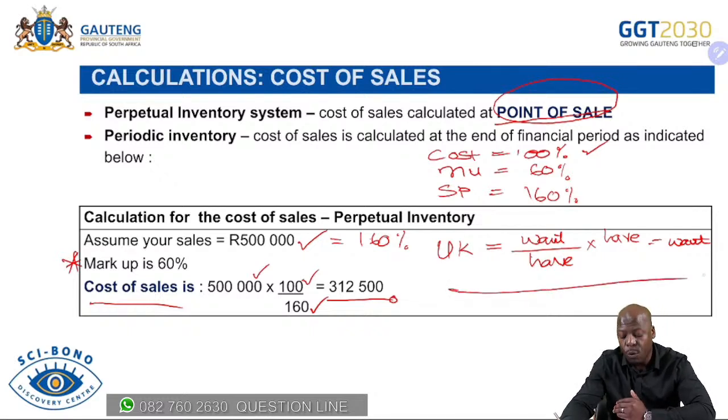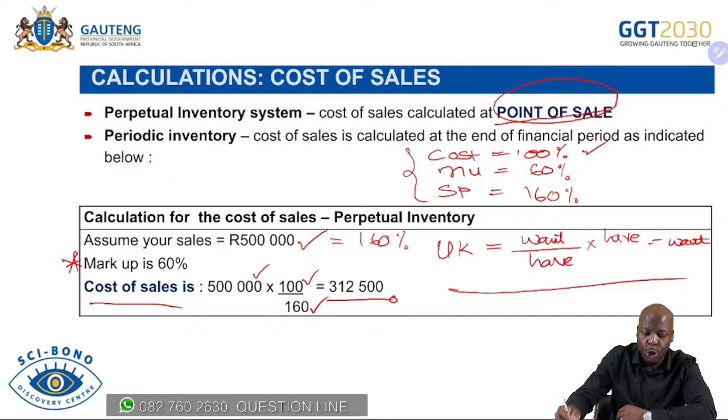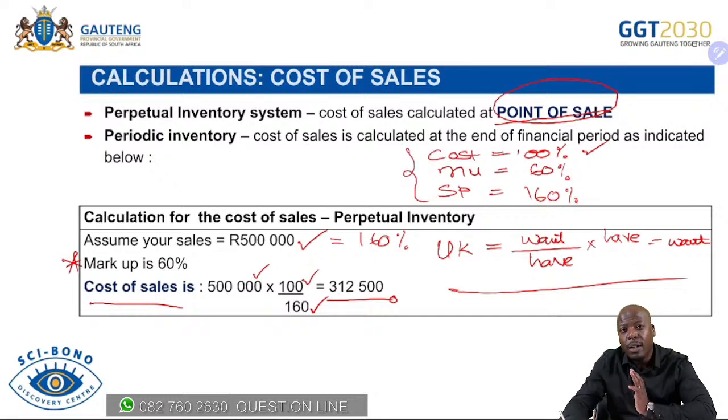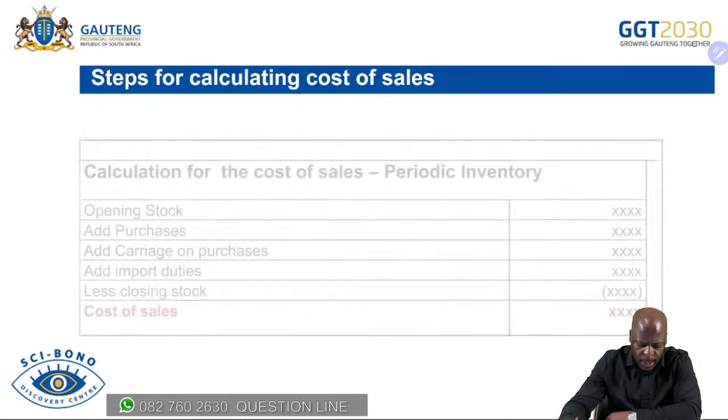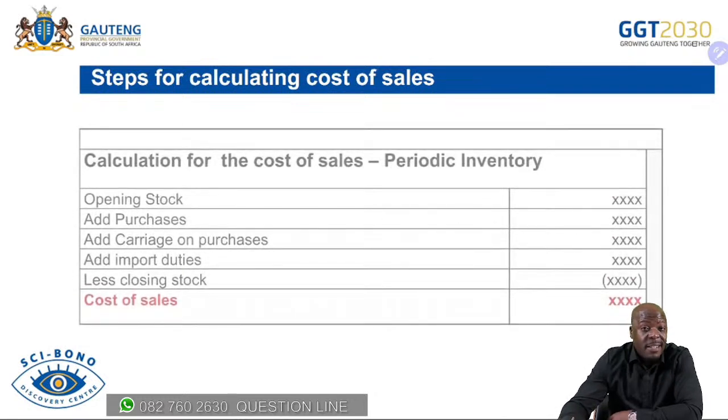Remember, this method is very, very important. What you want over what you have times what you have will give you what you want. And please remember that your cost is always 100%, but then your markup varies depending upon what the examiner wants. In this particular instance, the markup is at 60%, which then gives you your selling price to be 160.